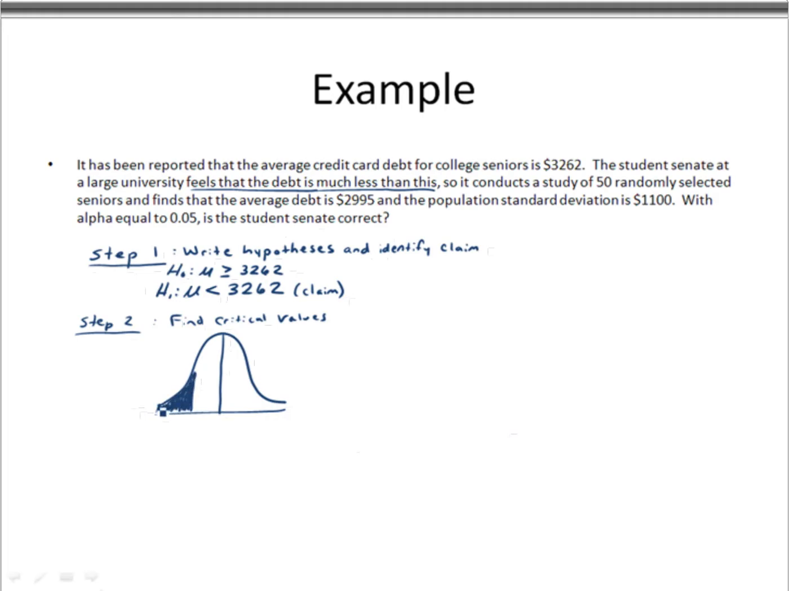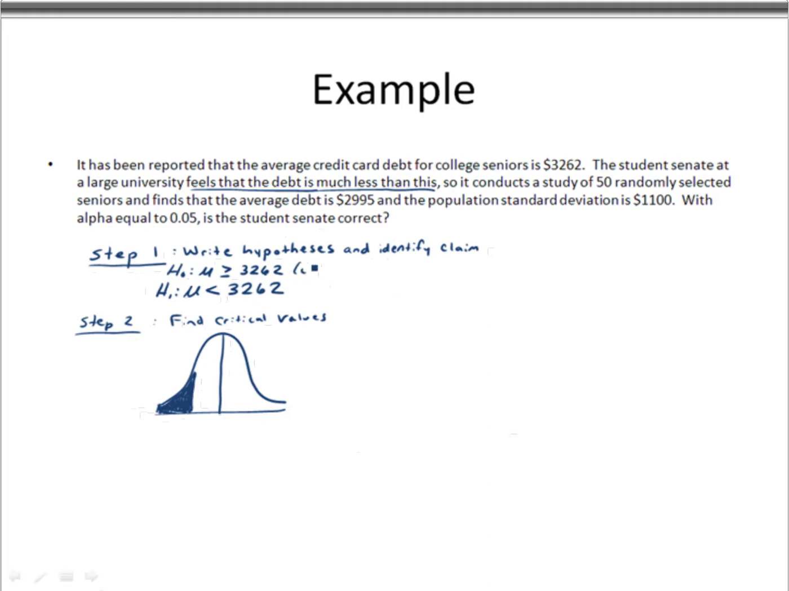Now, one thing that tends to be a problem for students in this hypothesis testing chapter is when they're determining where to shade, oftentimes students will look at the claim and use the claim to determine where to shade. And that is an error. We will shade this on the left-hand side because the H1 hypothesis has a less than.